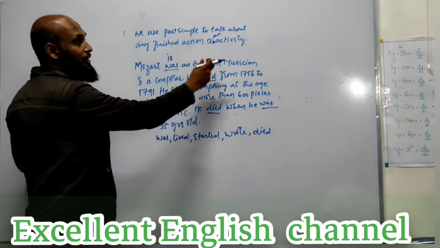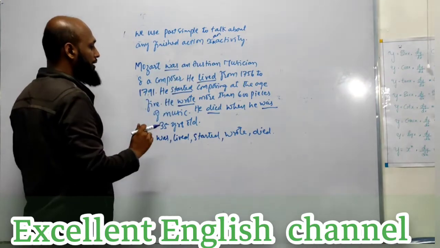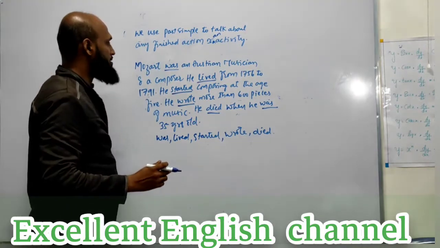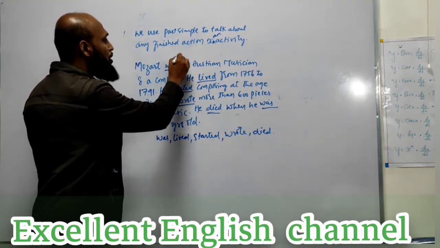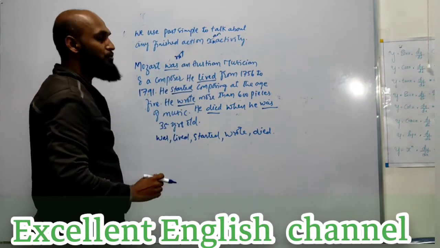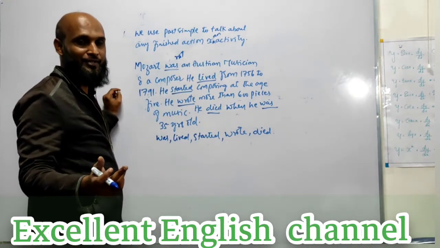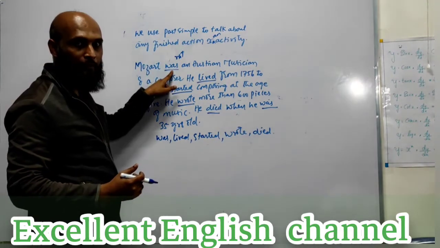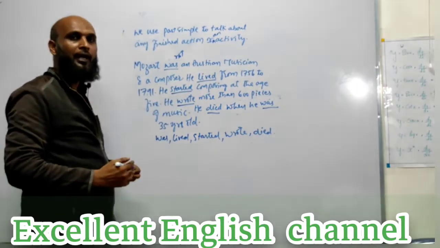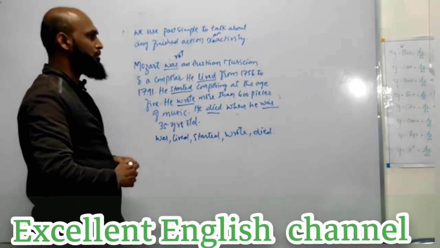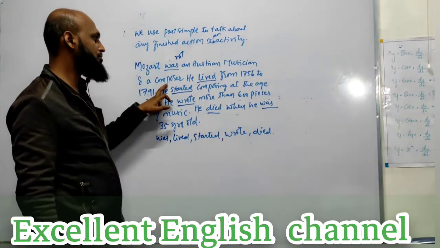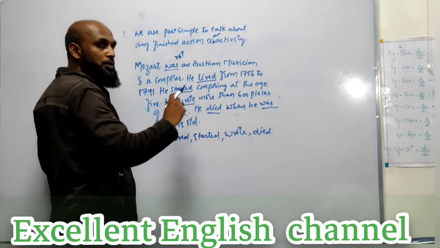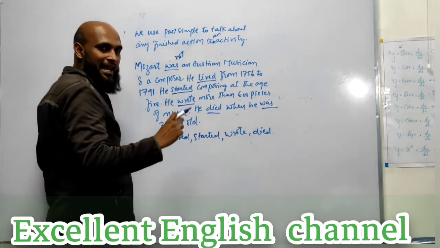Now, Mozart was an Austrian musician and composer. If you want to say that in a negative sentence, you can say Mozart was not an Austrian musician and a composer. See how simple it is. You just have to add not to the helping verb and it will become a negative statement. Mozart was not an Austrian musician and a composer. He lived from 1756 to 1791. Now here, how are you going to make this a negative sentence?